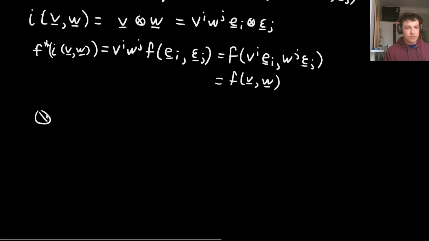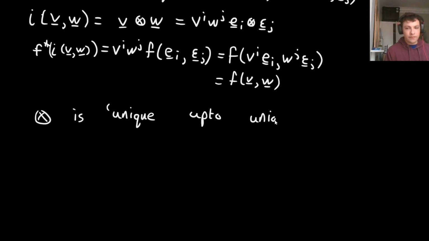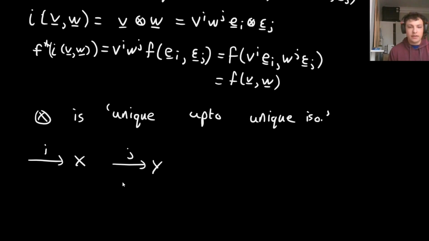Now, the tensor product is unique up to unique isomorphism. What does that mean? Let's say that we've got I into x and j into y are valid tensor products, as we had before.